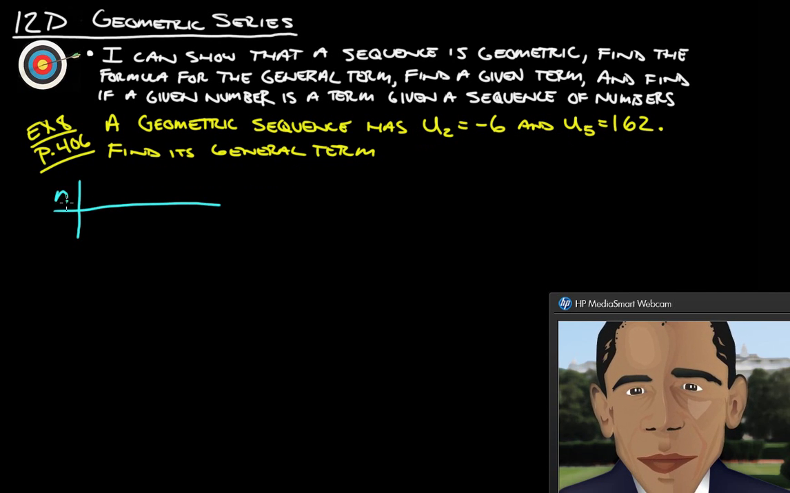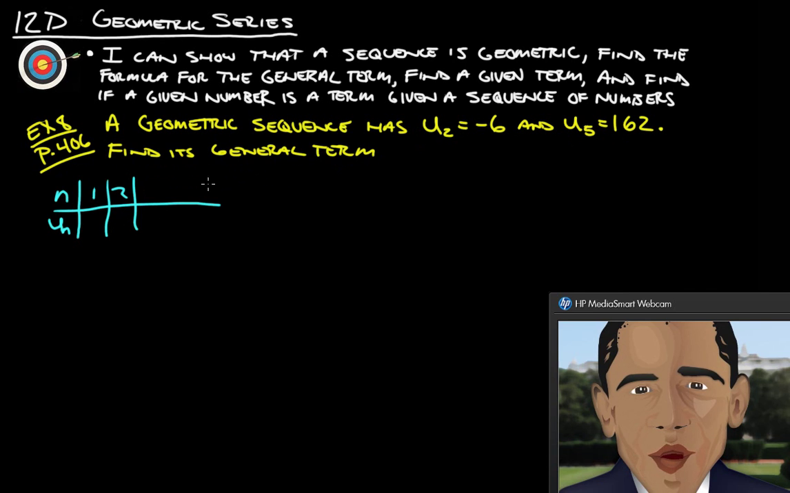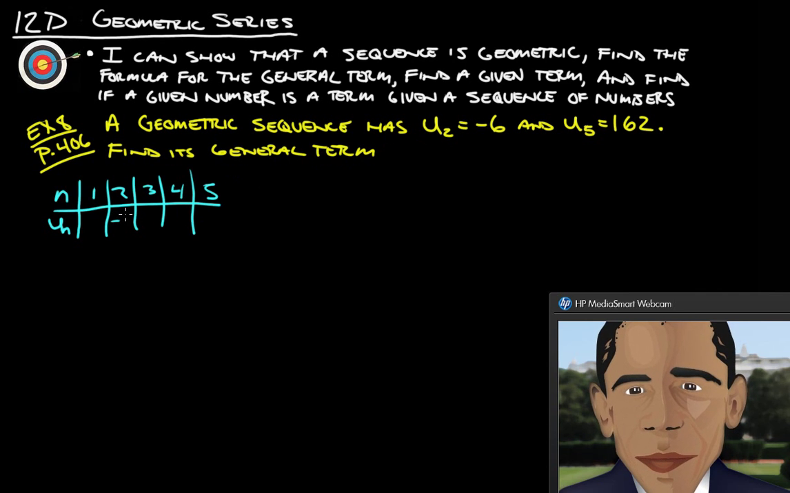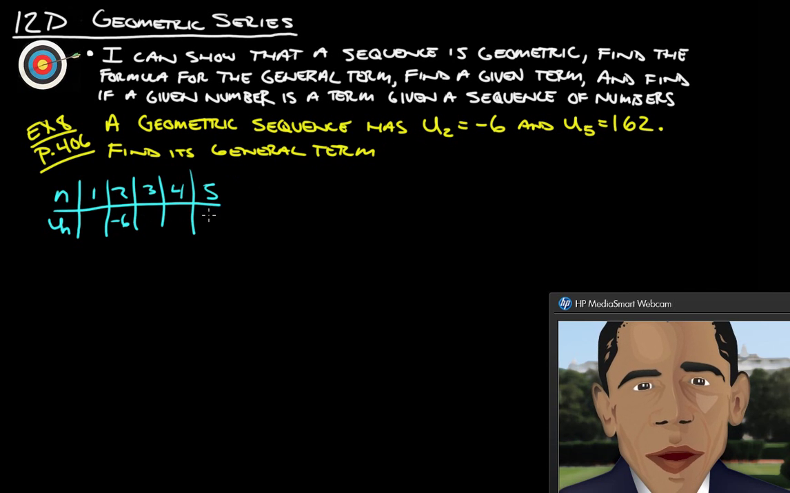So we got n, and then we got u sub n. First term, second term, we need to go all the way up to the fifth term. Third, fourth, and fifth. So first, we don't know the first term, but we do know that the second term is negative 6. We don't know the third or the fourth, but we do know that the fifth is 162.